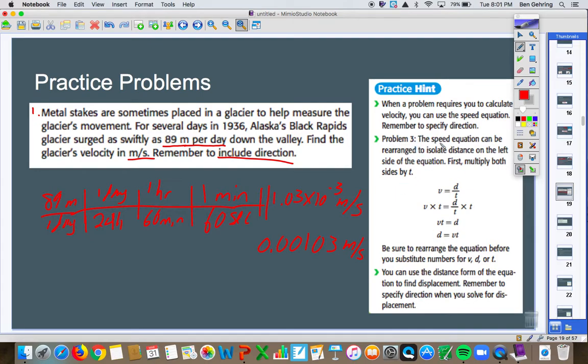And then this box over here is just reminding you that when you're required to calculate velocity, you can use the speed equation. You just have to specify direction. So in this case, I want direction here. So this is going to be 0.00103 meters per second down the valley is going to be my direction. Okay, so there's one practice example.